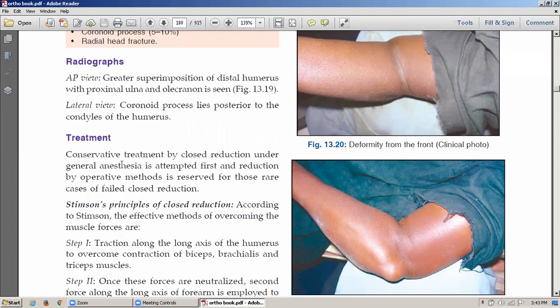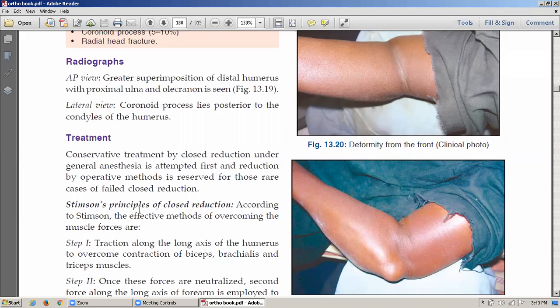So in treatment, conservative treatment by closed reduction under general anesthesia is attempted first, and open reduction is reserved for those rare cases of failed closed reduction.